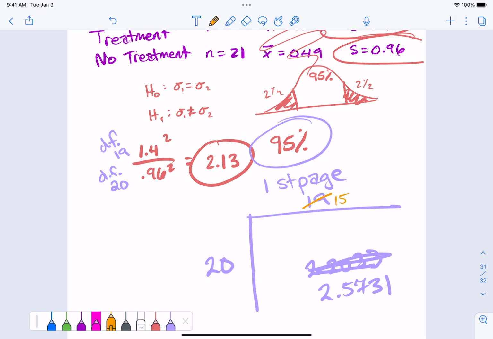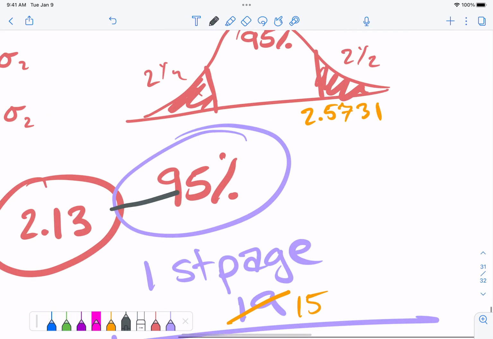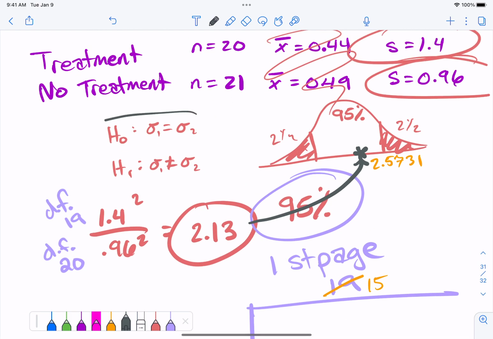Okay, so 2.5731 is my cutoff. What are we comparing to that? 2.13. So that means they are equal, and whatever our claim was, we'll do it that way. Okay, that is standard deviation. Good? Happy with that? That was all three parts.